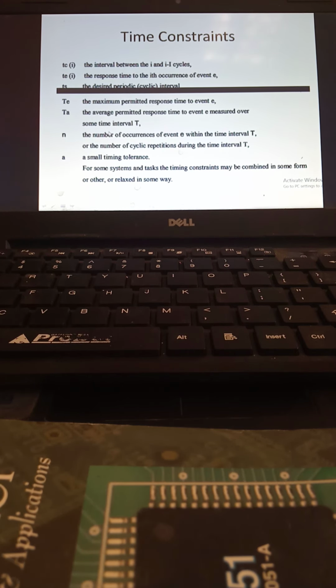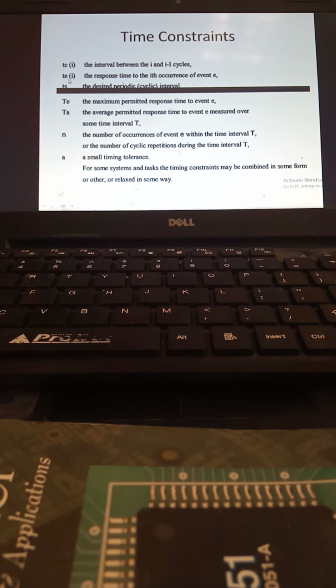So for hard real-time systems as well as soft real-time systems, there will be periodic as well as aperiodic systems. So let us define this. TCI is the time interval between the ith and (i minus 1)th cycles. TEI is the response time to the ith occurrence of event E. Assume your event occurs, something happens, the system will identify it and give a response and output. The time required for giving that output after an event E is called TEI.